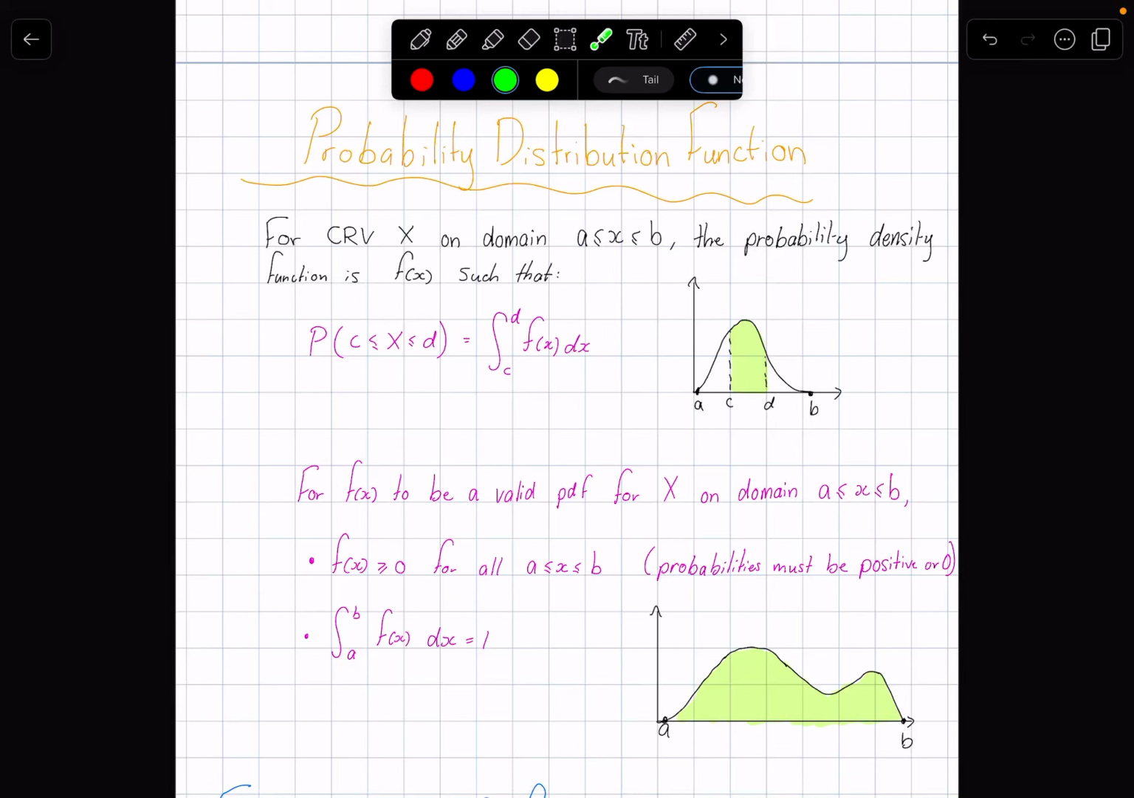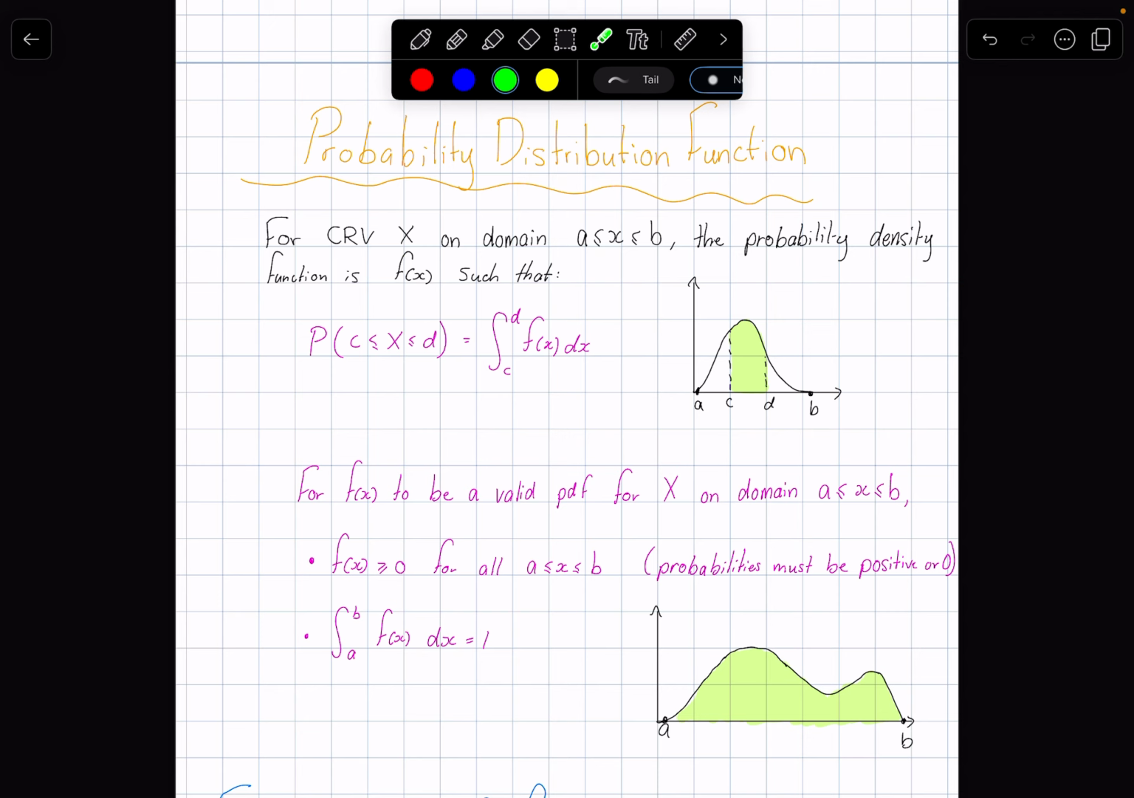G'day team, welcome back to another video, and we're going to continue on our continuous random variables. Now, we're going to look at something called a probability distribution function, and this is sort of where we start integrating calculus into statistics, and it's actually really cool to see.